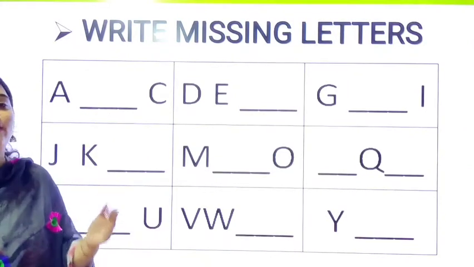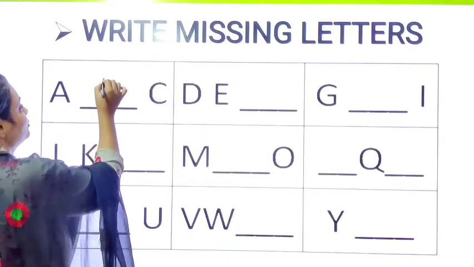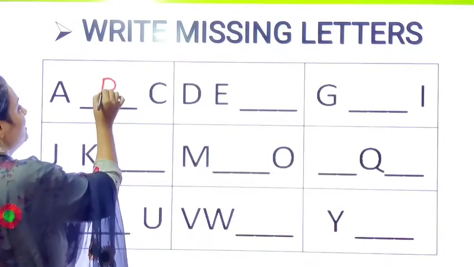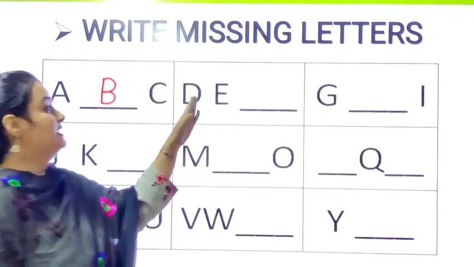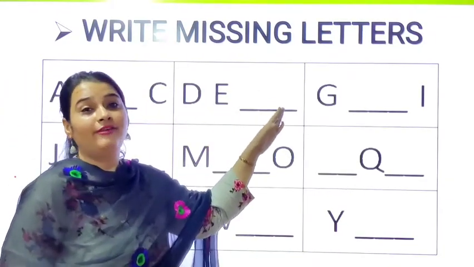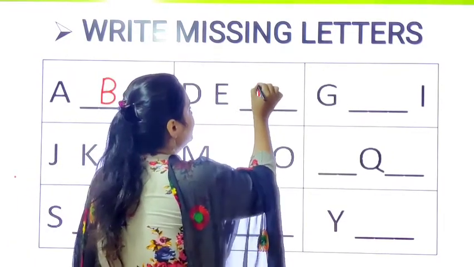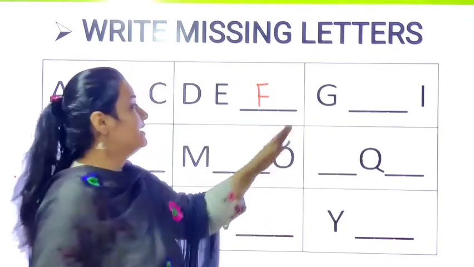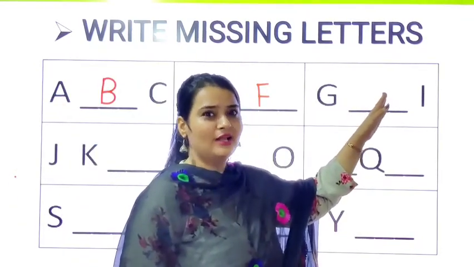A. What comes after letter A? B. Yes. So, I will write letter B over here. Then, D, E. After E, F. So, I will write F. Then, G, G, L, L.